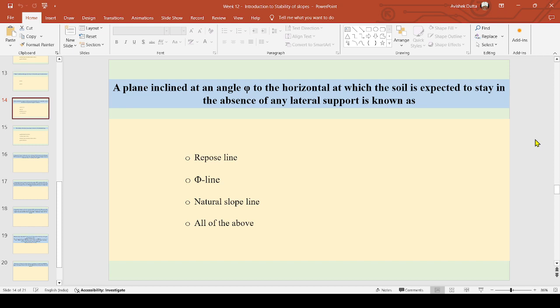I'll repeat the question once. A plane inclined at an angle phi to the horizontal at which the soil is expected to stay in the absence of any lateral support is known as: repose line, phi line, natural slope line, or all of the above. Okay, next question.